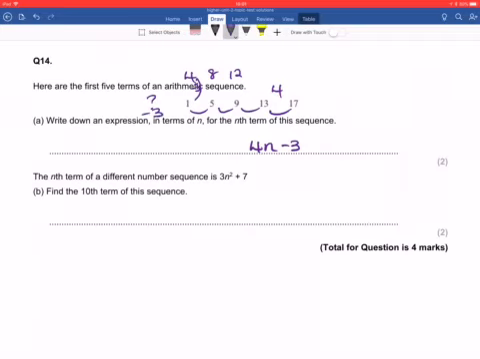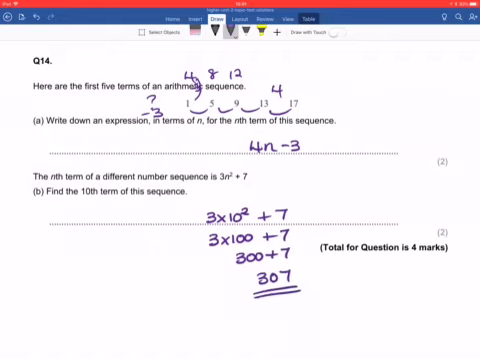The nth term of a different sequence is 3n squared plus 7. Find the 10th term. Be really careful that you use BIDMAS. You have to do 3 times 10 squared plus 7. And 10 squared is 100, so it's 300 plus 7. So the answer is 307.